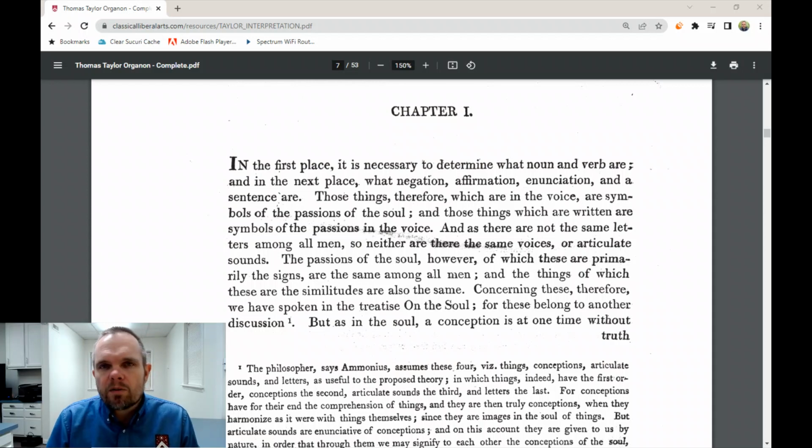First, in the categories, he treated of simple ideas. And by simple ideas, we mean conceptions in the mind that cannot be true or false. Simple names of things, simple ideas. In this second book on interpretation, Aristotle considers propositions or judgments.